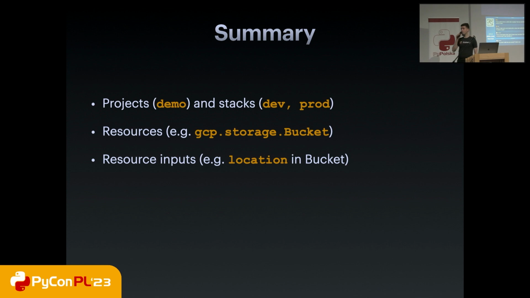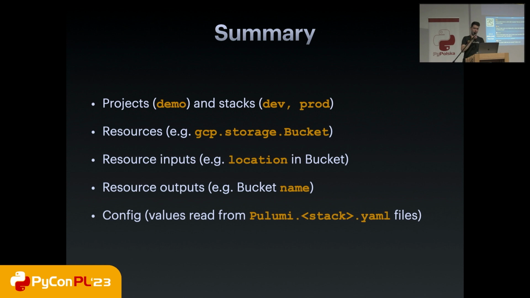Resources have inputs. For example, a bucket has an input called location. And resources also have outputs, for example, bucket name. Because we did not specify the name, Pulumi used the auto-naming convention, so we got some random suffix. So thanks to that, we were able to discover that suffix. And we've got some config values that are stored in these additional YAML files.